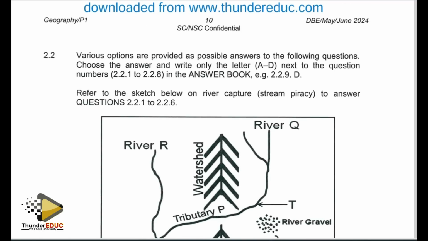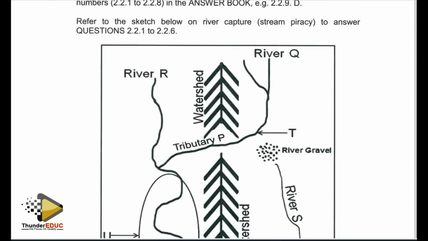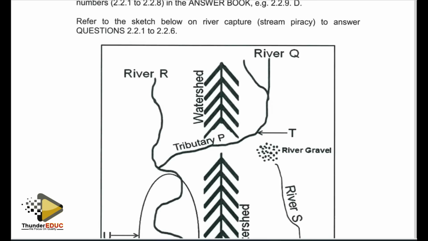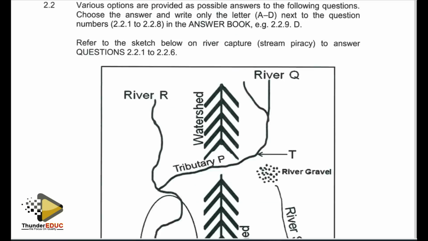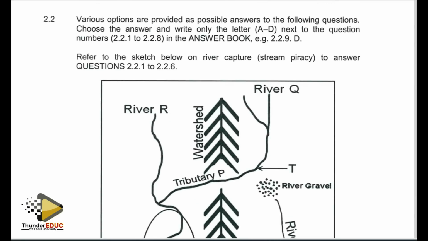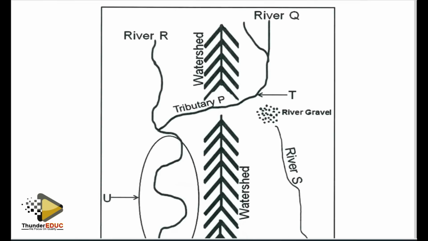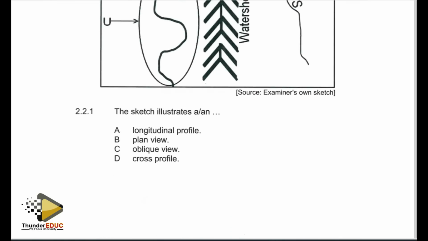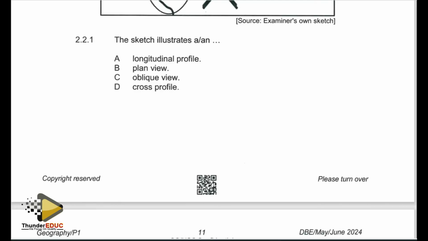Quickly, it is on the concept of stream piracy or river capture. Right, it has river R to the extreme west and river Q to the extreme east. Then there's a watershed in between. Then all those processes happening there. Let's quickly go to the questions. We want to answer the questions as fast.